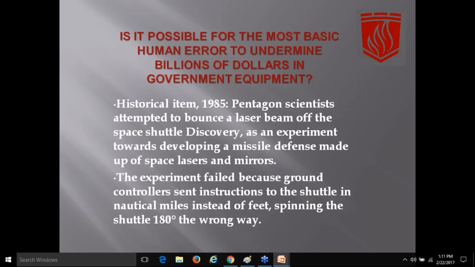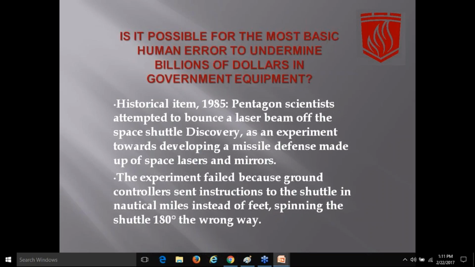Historical item from 1985. Pentagon scientists attempted to bounce a laser beam off the Space Shuttle Discovery while it was in orbit. It was an experiment, one of the early experiments in starting up the Strategic Defense Initiative, also known as Star Wars in the media. It was a missile defense system made up of space lasers and mirrors that would help channel those lasers towards intercontinental ballistic missiles. Now the experiment failed miserably because of an interesting reason.